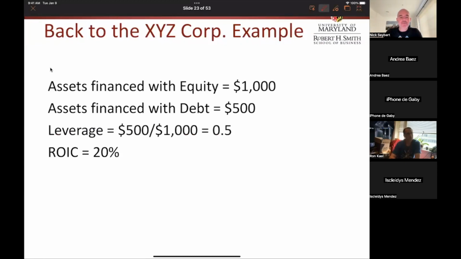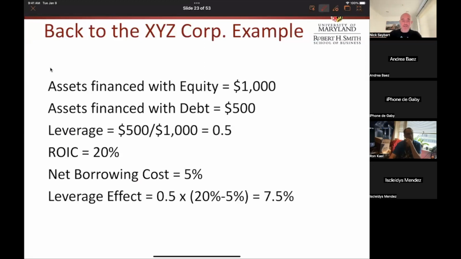We know our return on invested capital is 20% because I told us that, okay? That every asset bought with every type of capital generates 20%, right? That was just our assumption. We know the net borrowing cost is 5% because I told us that, right? So a lot of the stuff I told us, in the real world, we'll do it with Apple, we have to calculate. But then the leverage effect is that.